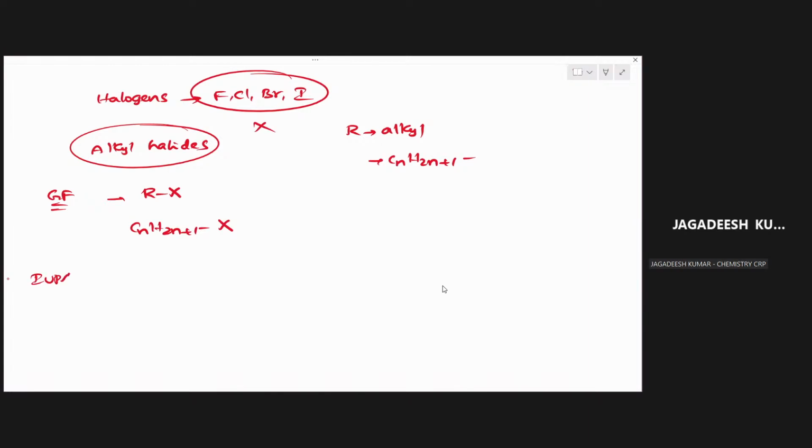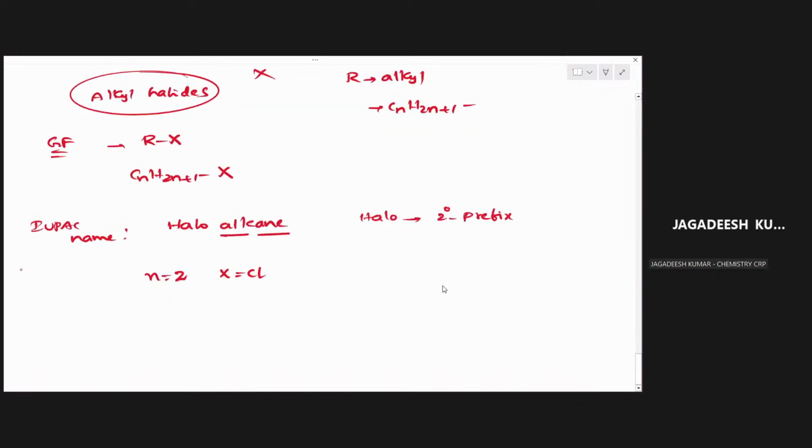And what is the IUPAC name? Yes, I already told you, haloalkane. Here, halo is actually a secondary prefix. We can take halo as a substituent or side chain. Alk is the root word, and ane is the primary suffix here. Now, let us take one example. If I am taking n value 2 and X is chlorine, then substitute in this formula.